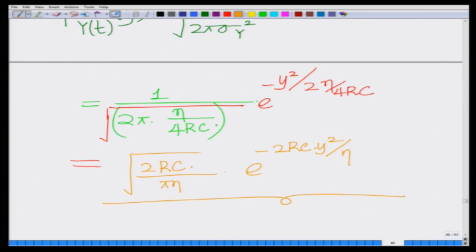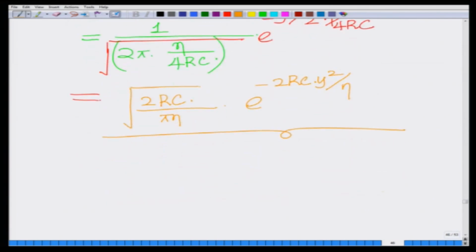And what is this? This is the PDF of your output random process. This is the PDF of y of t at time instant t, the PDF of the random variable y of t at time instant t.